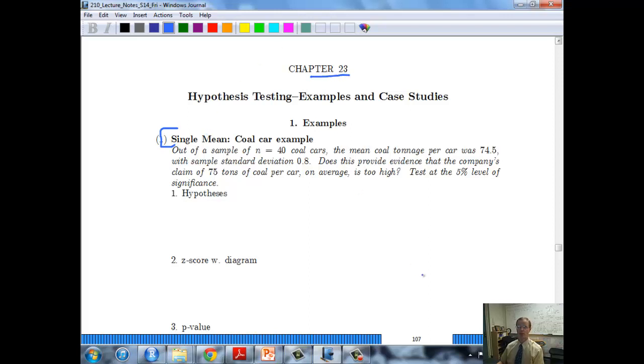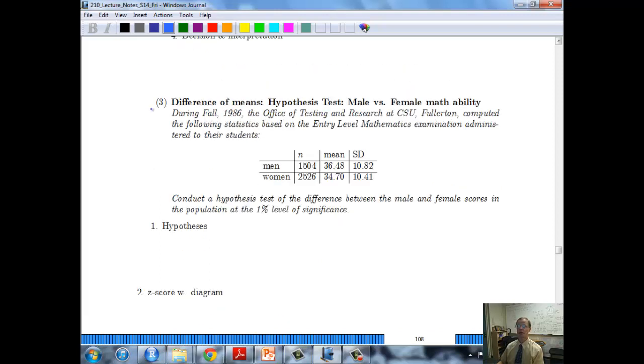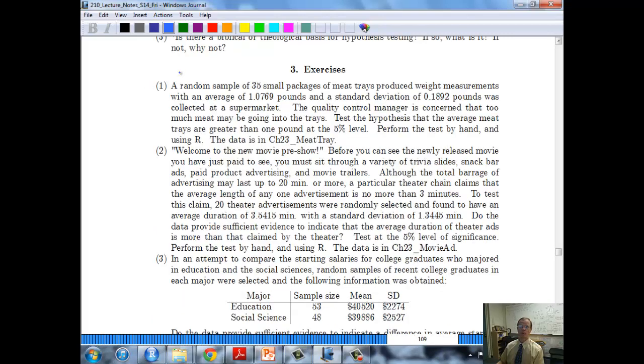We're doing chapter 23, and my design is for the TA to work a couple examples with you, the single mean example, antacids, and difference of means, as you will request. So what I'm planning on doing right now is we're going to go into the exercises. I'm going to do number 2, okay? You have number 1 in the R script solutions, and you also have number 3. So I'm doing 2 and 4, and we'll do them by hand and on R.